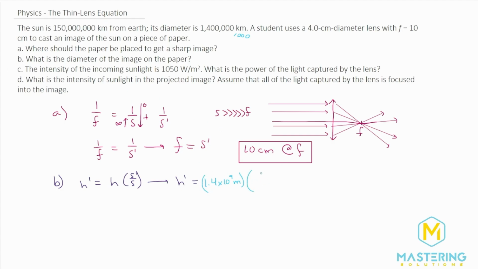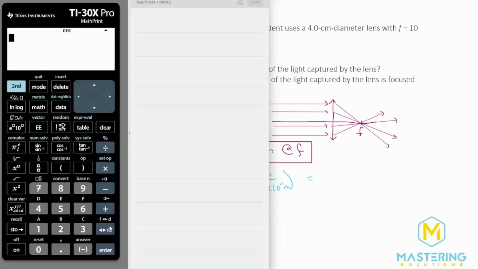So now we have the image distance, which in this case we said was 10 centimeters, so 0.1 meters, divided by 1.5 times 10 to the 11 meters. And that's going to give us the diameter.